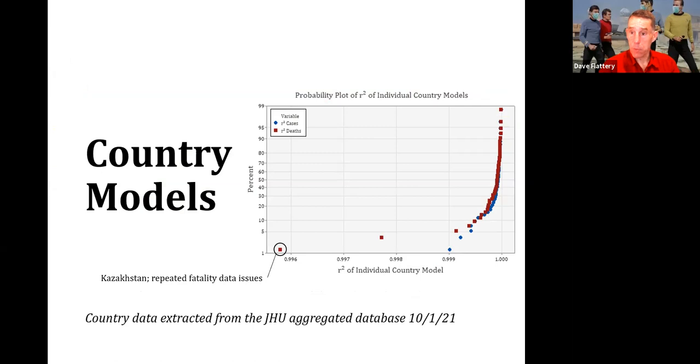So moving on to the country models, these are data from October 1st. These are the R-squareds. They're all pretty good. This outlier here is Kazakhstan, which is the same outlier it was last month because they've had, particularly in the case of fatalities, a lot of data issues repeatedly. So it's a very noisy data set.